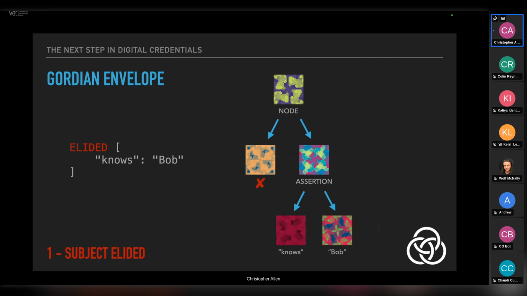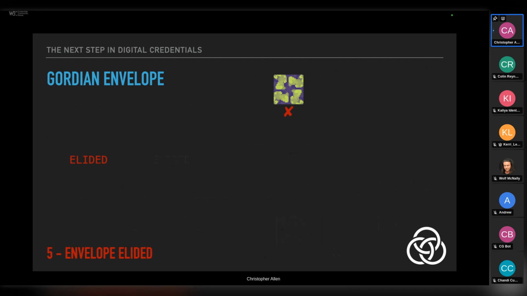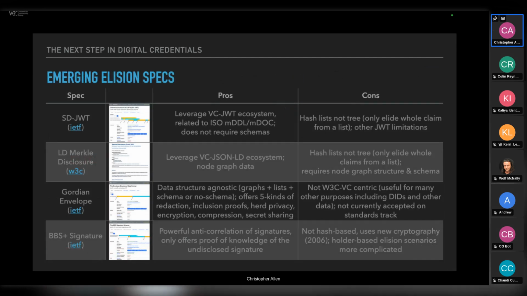We can elide the subject. We can say that somebody knows Bob and have it be signed. We can say that Alice has some relationship to Bob, but not what that specific relationship is. We can say Alice knows somebody or has some predicate there. And we can also just say Alice has a number of assertions, but we're not gonna tell you how many. And of course, there is just the ability to have the single hash root where everything is elided. This gives for a lot more choices as compared to some other elision specs. So right now, these are the four major ones.